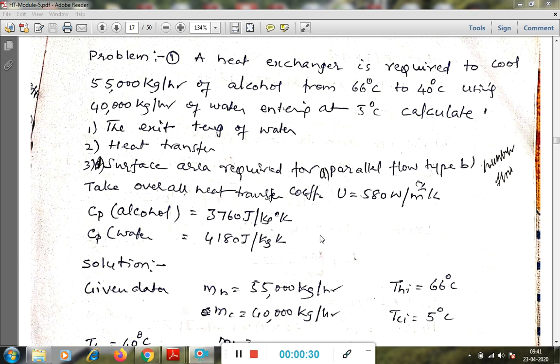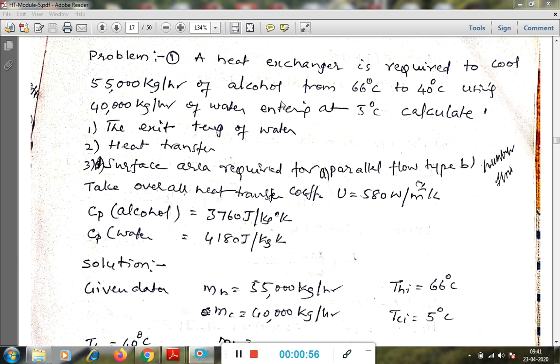When the inlet and exit temperatures of both the fluids are given, or are easily calculated, then we have to use the LMTD method. If the exit temperatures are not available, not easily calculated, then we have to go for the effectiveness NTU method.